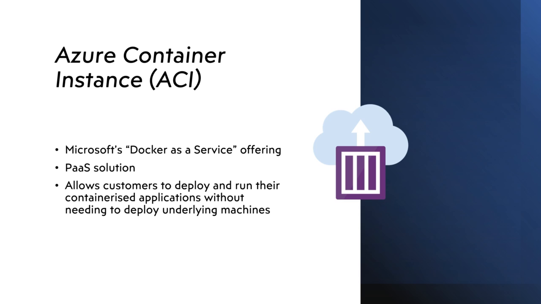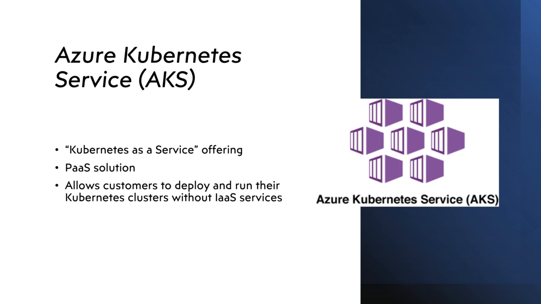Azure Container Instance, or ACI, can be thought of as Docker as a service. It's a PaaS offering to run containerized applications on Azure without deploying Windows servers to run the containers on. Azure Kubernetes Service, or AKS, is very similar to ACI and can be thought of as Kubernetes as a service. It's Microsoft's PaaS offering for deploying Kubernetes clusters in the cloud, again without deploying any infrastructure, and it uses Kubernetes open source software.